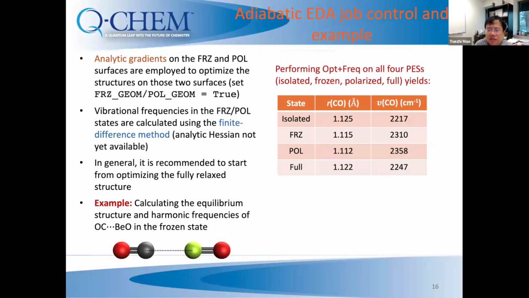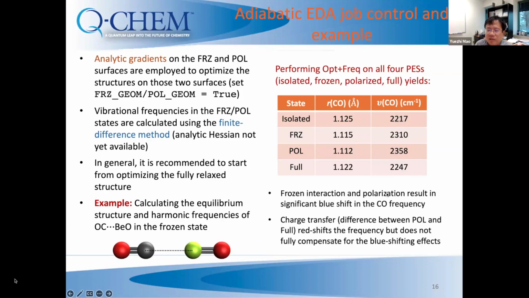Basically, what is shown here is there are 2 competing effects. The electrostatics and the polarization contribute to the bond shortening of the CO and a significant blue shift, and it's most blue shifted on the polarized surface. Then when charge transfer is engaged, it is a red shifting effect. It brings down the frequency back to something closer to the origin. But in the end, the blue shifting effect is still more significant. So finally, the CO in the complex shows a net blue shift of about 30 wave numbers.